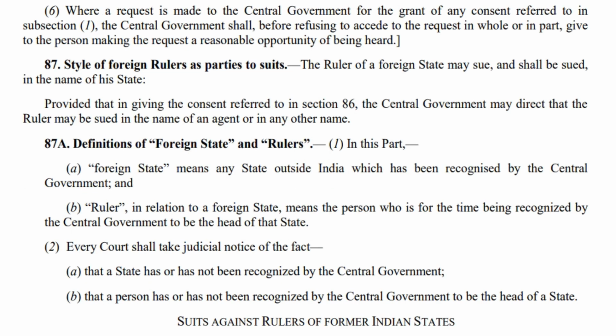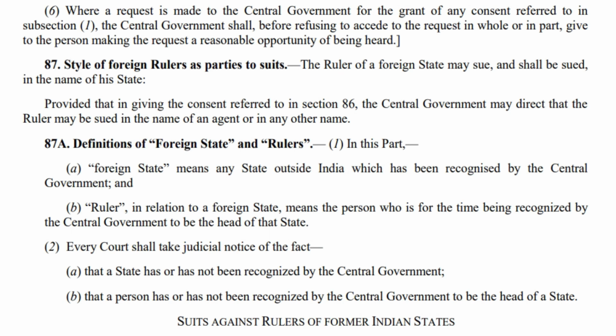Let us move to section 87. Style of foreign rulers as parties to suits. The ruler of a foreign state can sue. That is a simple point. And he can be sued also. He can file a case or someone can file a case against him. Then in that case, it should be done in the name of his state. For example, imagine there is a person A. He is the ruler in a state called X. The name of the state is X and the ruler's name is A. So in that case, we should file the case in the name of X, not in the name of A.